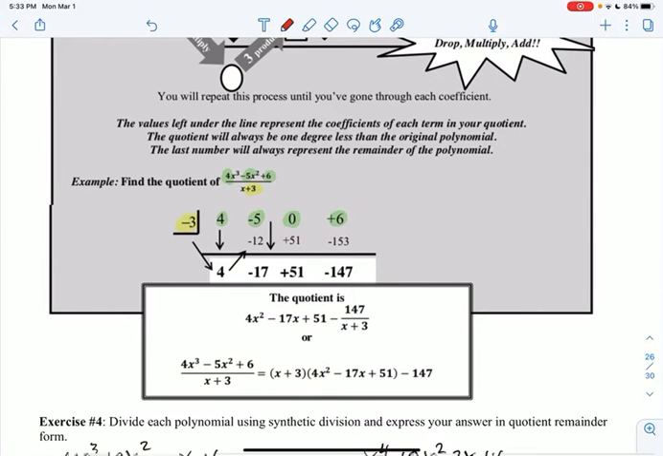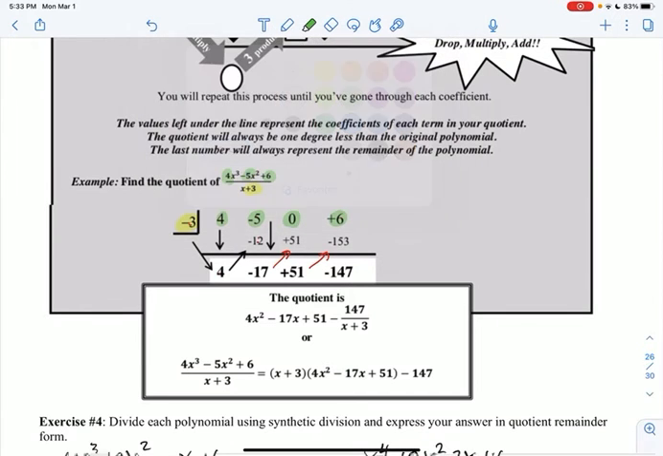So here's what I do. I drop this number down. The 4 comes down. Negative 3 times 4 is negative 12. That goes here. And then I combine these. Negative 5 and negative 12 is negative 17. Multiply. Negative 3 times negative 17 is positive 51. So it goes up there. 0 plus 51 is 51. Negative 3 times positive 51 is negative 153. That goes up there. Then I add them. Positive 6 plus negative 153 is negative 147.